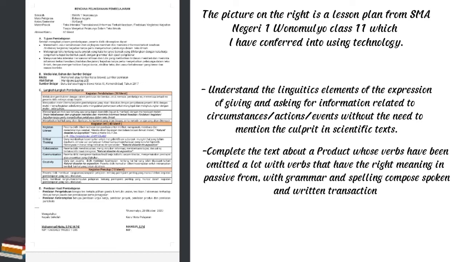Compose spoken and written transactional interaction texts that involve giving and asking for information related to circumstances or actions or activities or events without the need to mention the perpetrator in scientific text, taking into account social functions, text structures, and linguistic elements that are correct and in context.